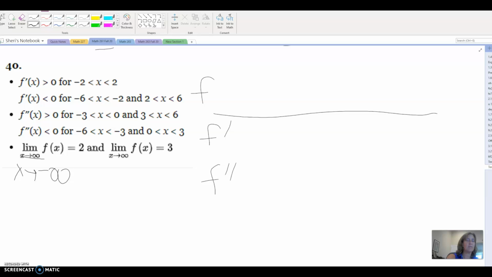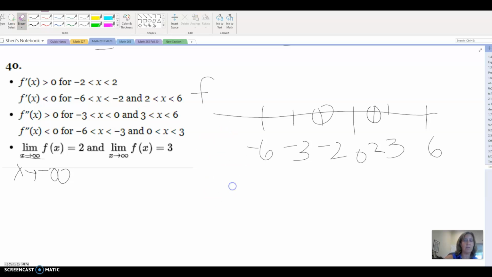So I'm looking at these numbers. It looks like I have something happening at -6, then at -3, then at -2. The next number they give me is 0, and then +3 and +6. This doesn't look really to scale, but I've marked the interesting points in order so I can mark out my number line. Looking at the first derivative, it is positive between -2 and +2. Oh, I forgot my +2 there. So between -2 and +2, the first derivative, let me move these down here so they're not getting in the way of my numbers. So I'll write f prime here, f double prime here.